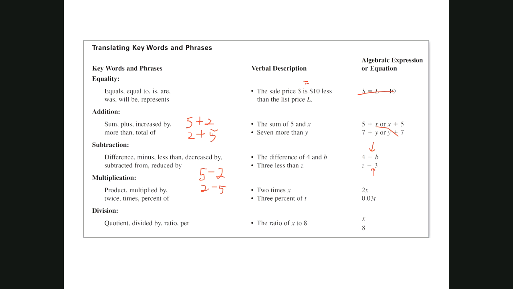Division, keywords are quotient, divided by, ratio, per. Those are all keywords that you're dealing with a division problem. The ratio of x to 8. So those are all things that you should be looking for.